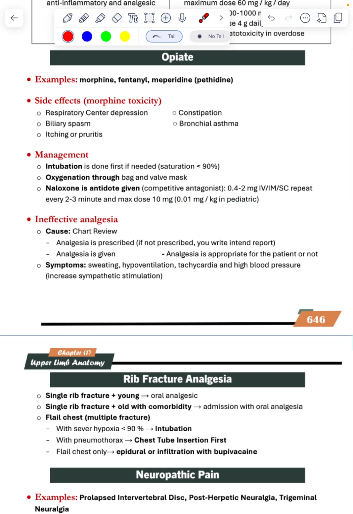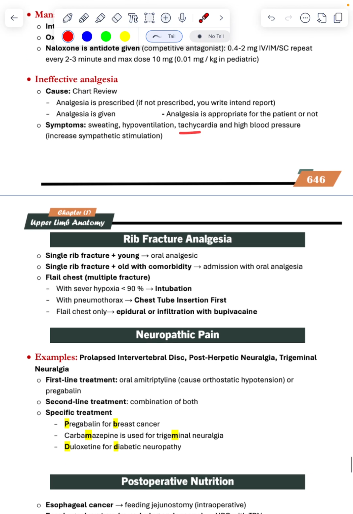Chart review: analgesia. Check that the patient is prescribed analgesia and it is given, and that it is appropriate for the patient, and look for symptoms such as sweating and hypotension. Rib fracture analgesia: single rib fracture, oral analgesia and discharge; old admission for analgesia; flail chest with severe hypoxemia, intubation; pneumothorax, chest tube insertion.